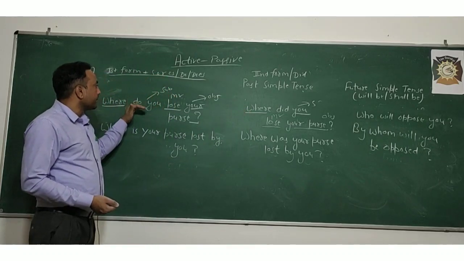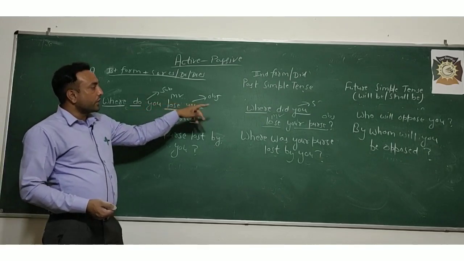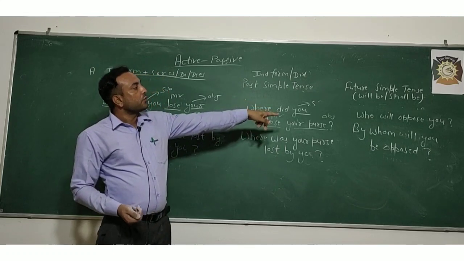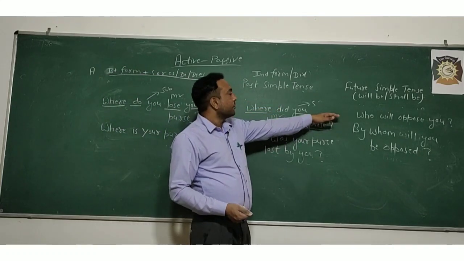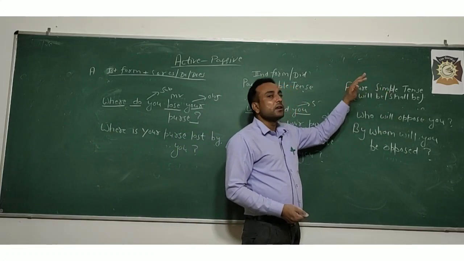For sentences in present simple tense, like "Where do you lose?", "do" indicates that this is present simple tense. "Where did you lose?" Here "did" indicates past simple tense. And "Who will oppose you?" Here "will" indicates that the sentence starts with the WH family and is in future simple tense.